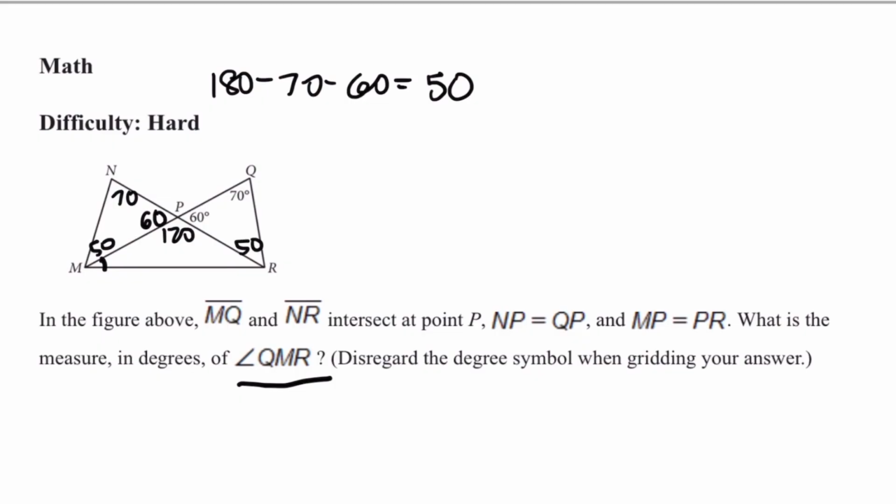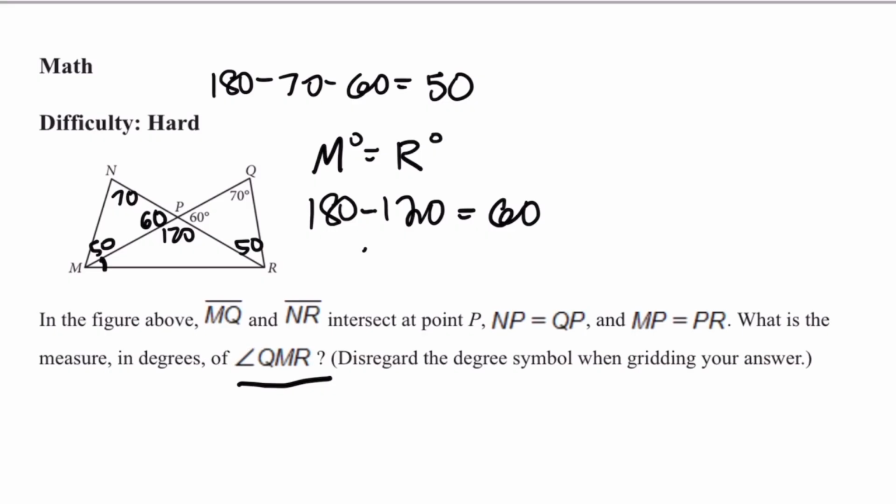So we've got 50 on both sides here, meaning that PMR and PRM also have to be equal. So those are going to be equal as well because everything else is equal. So 180 minus 120 is equal to 60.